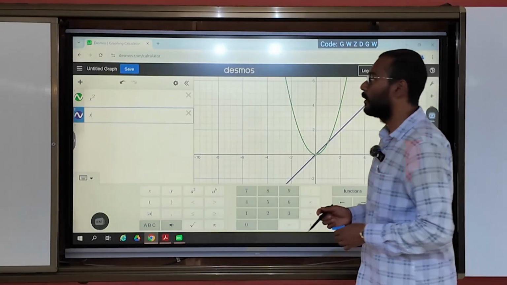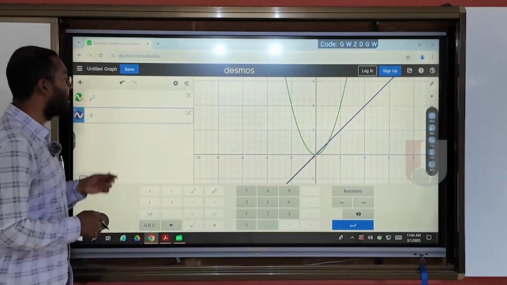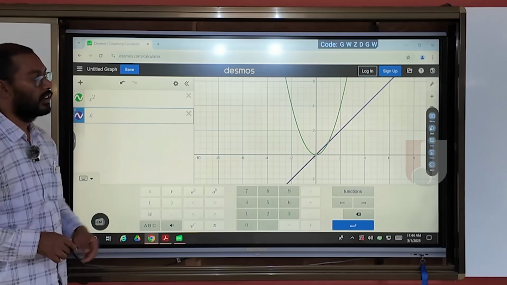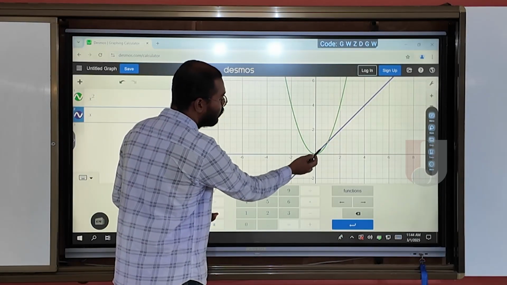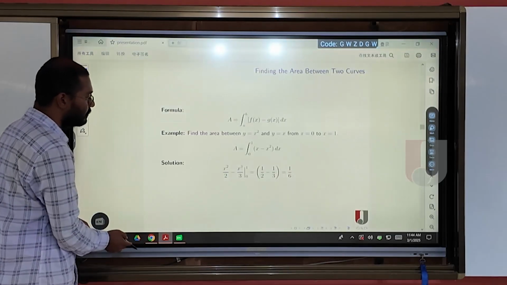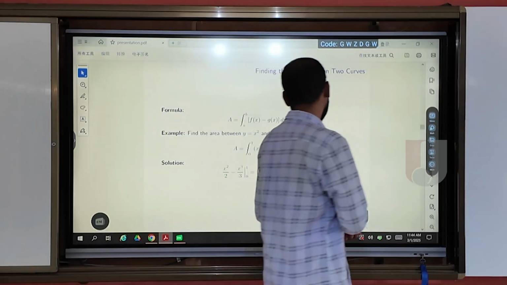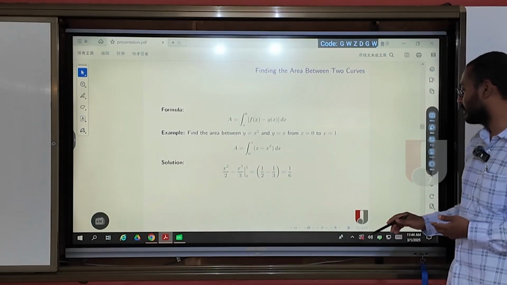Now we have two curves. One is y equal to x square, that is the green line, and another is y equal to x, that is the purple color line. So inside that zone, that portion, we have to compute the area. So here we are writing x minus x square. Why are we writing x minus x square?